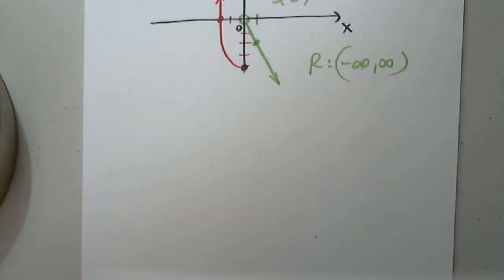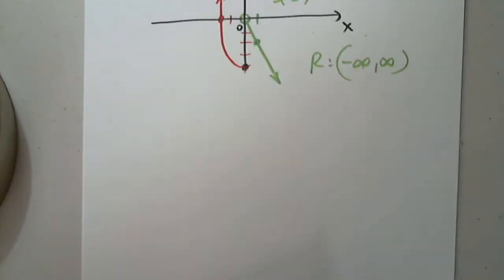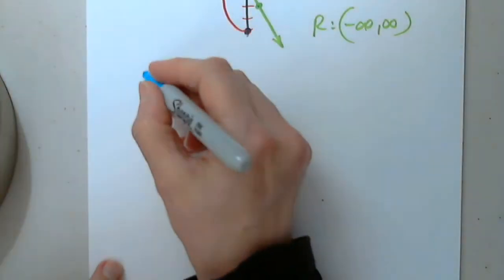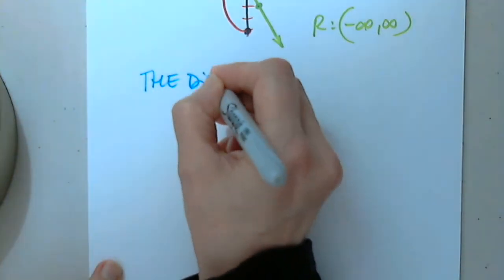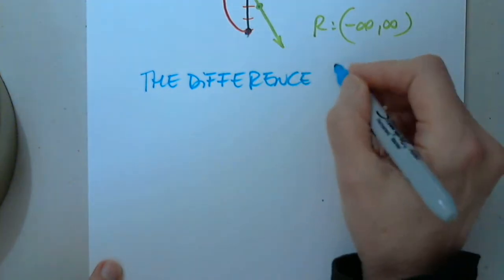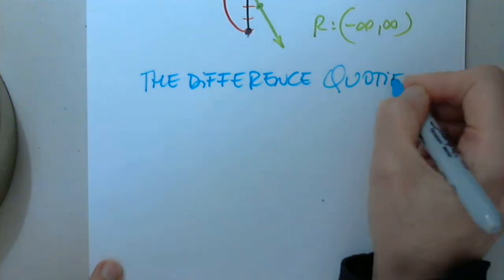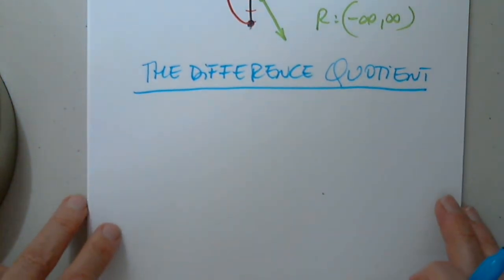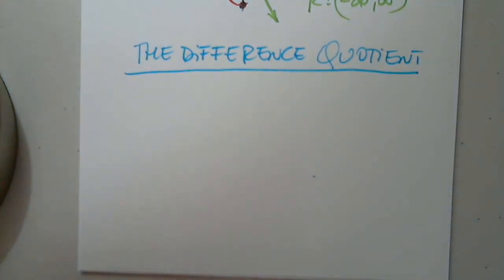The second topic, before we even start 2.1, is the difference quotient. What it is and why do we use it and what's the whole thing with it, because the entire calculus is based on the difference quotient. Okay, so let's take a look.